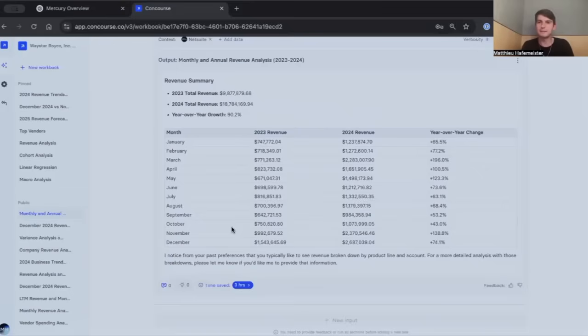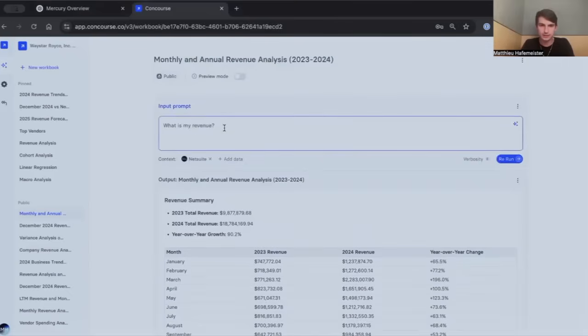Great, that's helpful. But if that's not what I'm looking for, and I'm actually looking for only 24 revenue and I want a chart of it, and maybe I want to understand more about the accounts that are underlying and underpinning this question, then I need to prompt it and tweak my question to give it that additional context. And so here, what I'll do in Concourse is come in and basically rewrite my prompt, right?